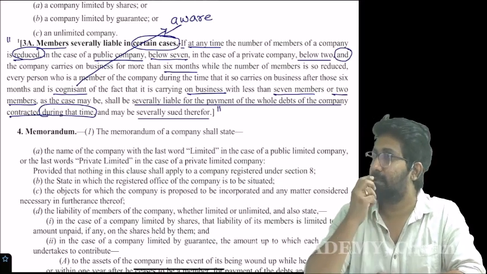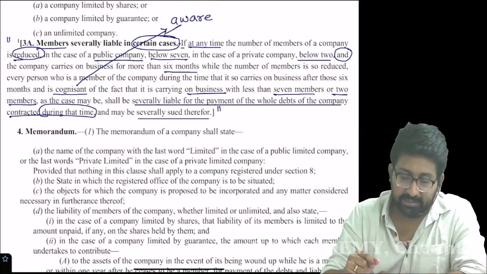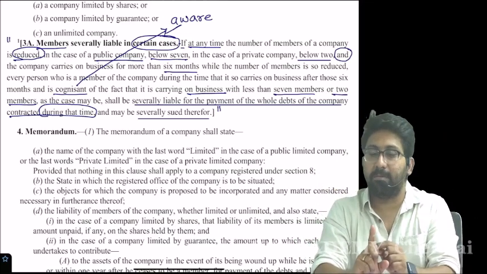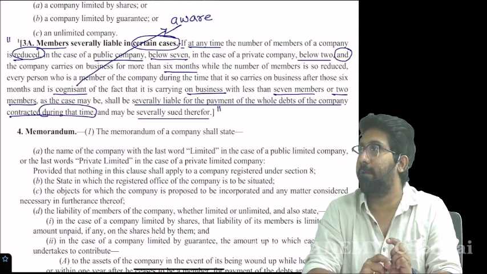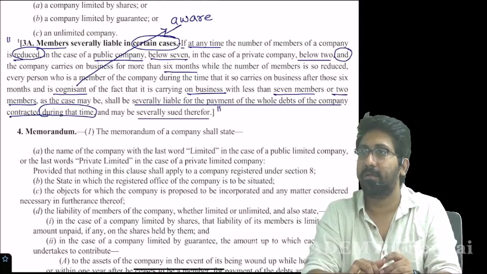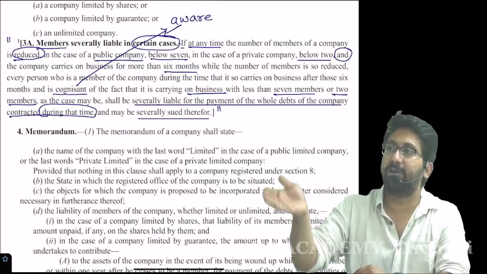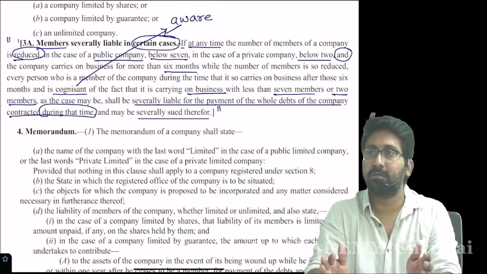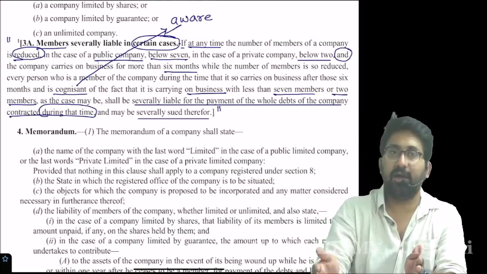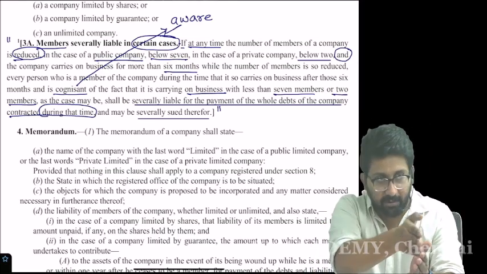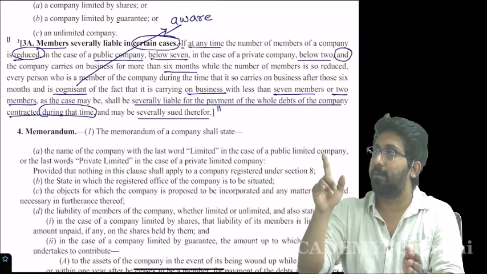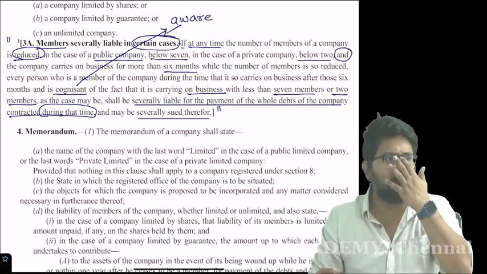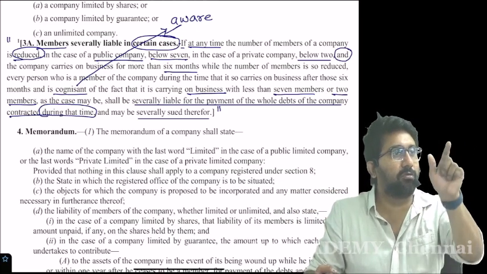So, completed? Members severally liable in certain cases. Before going into this, tell me, what is the minimum number of members required for a public limited company? 7. Private company? 2. In this case, what happened? The number is reduced below 7 or 2. Then what will happen? For a period of how many months? 6 months. From the date of reduction below 7 or 2, as the case may be, for a period of 6 months, can I continue the business? Yes, you can continue. In those 6 months, any debts or obligations created, who will become liable?